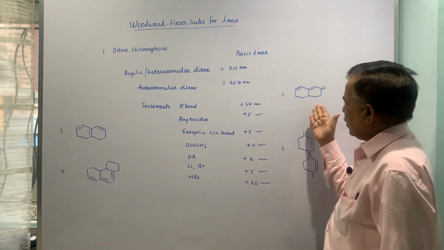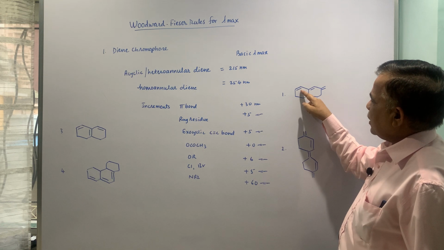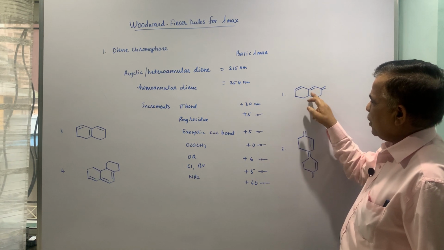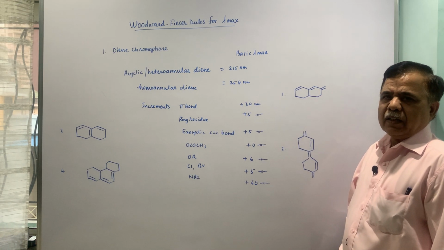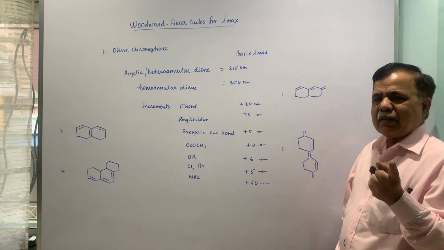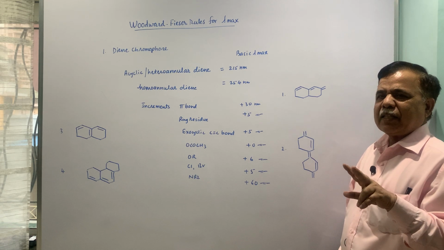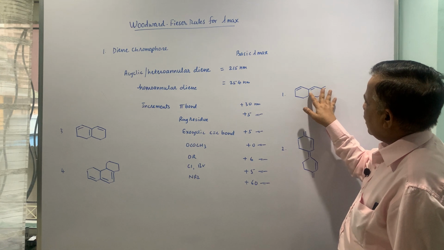So the first example. Either you can take this double bond and this double bond as a diene, or these two as a diene. Now this is an example of a heteroannular diene. Hetero is different, annular means ring. If two pi bonds are in conjugation but they are not part of the same ring, then they are known as a heteroannular diene. So this is a heteroannular diene.